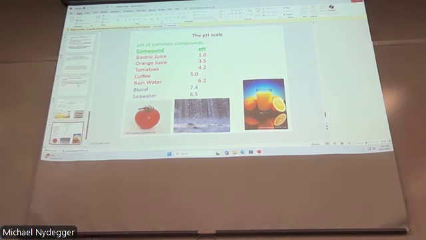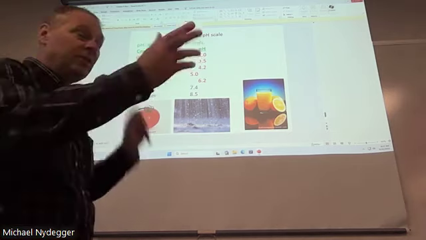Rainwater is slightly acidic. Any idea why? Say what? Atmosphere. What about the atmosphere? Close, yeah. Say what? Pollution, okay.